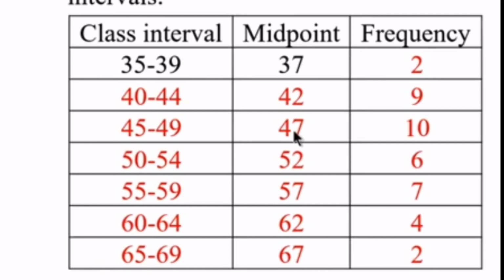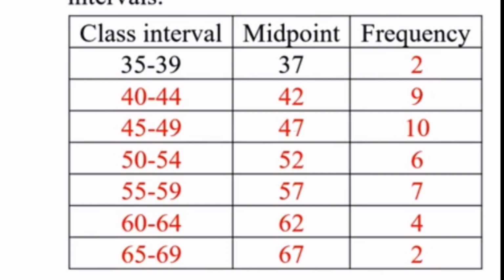That means when you add up all the frequency, you should get 40 students. So let me check. We have 11 plus 10, 21. 21 plus 6, we have 27. 27 plus 7, 34. 34 plus 4, we have 38. 38 plus 2, we have 40. So it shows that this is called the frequency table.